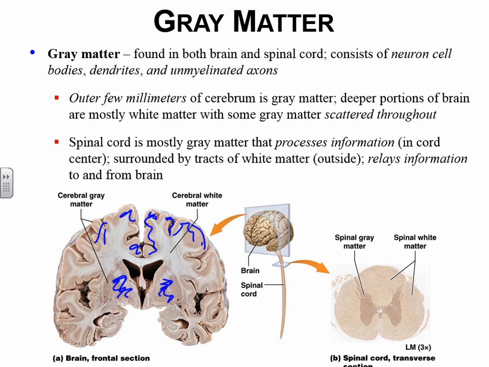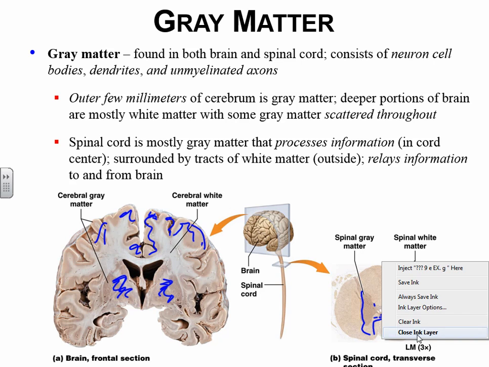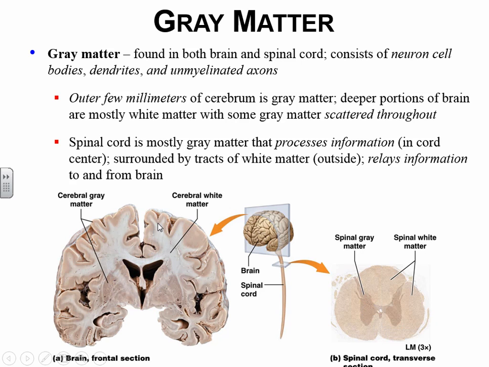In the spinal cord, you'll see the gray matter is also very deep. And in this case, it's shaped kind of like a butterfly, you'll see here. In the brain, the gray matter is going to be scattered, whereas you see it much more concentrated in the spinal cord. That's where the gray matter is going to be processing information. It's surrounded by what we call tracts, or bundles of white matter on the outside, so they can relay information.